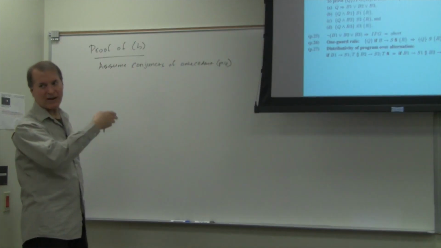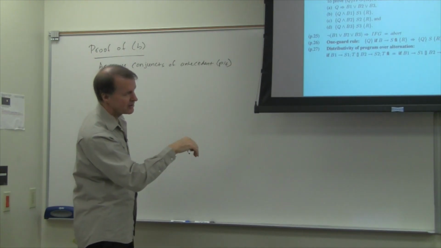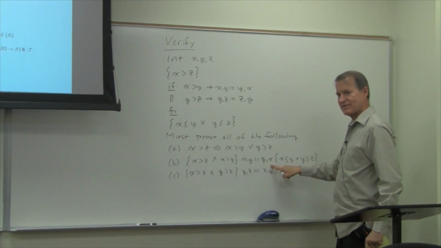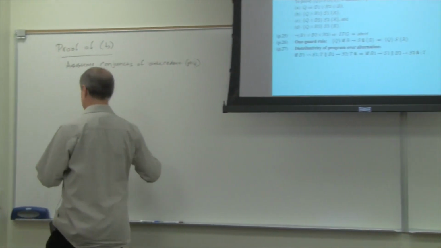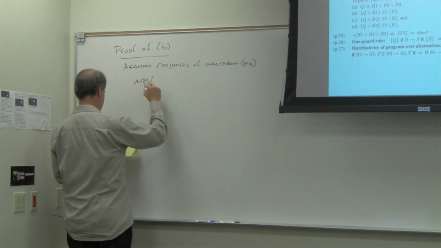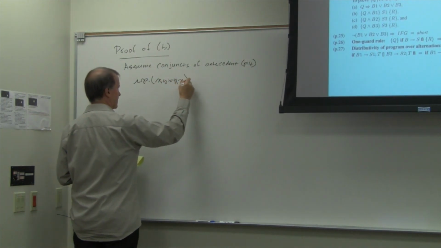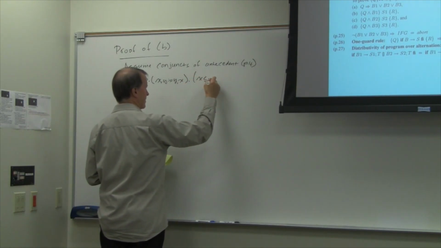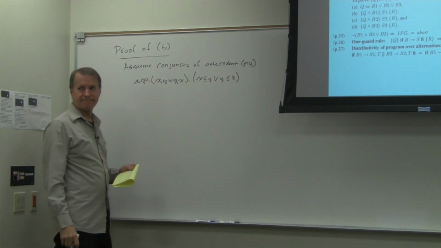We don't have to bother writing it out. Let's just go ahead and start with the consequent. It would be the weakest precondition of this, right? So we start with WP of, and then what were the statements? x, y gets y, x, followed by x is less than or equal to y, or y is less than or equal to z. Good.